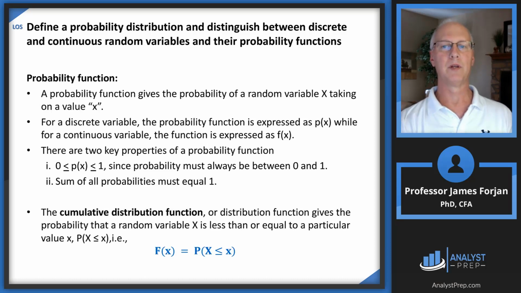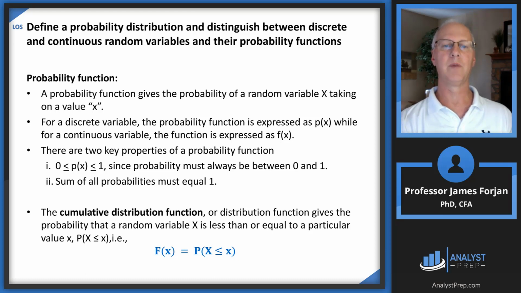How about a probability function? A probability function gives the probability of a random variable, like a roll of the dice or a stock return, taking on a specific value. If it's a discrete variable, we use the notation P(x). For a continuous variable, we use the notation f(x).